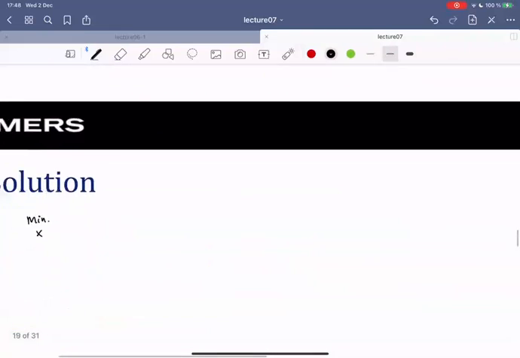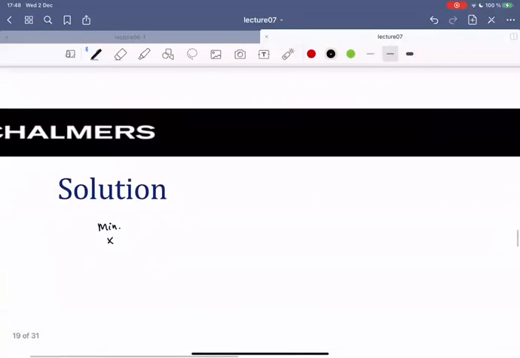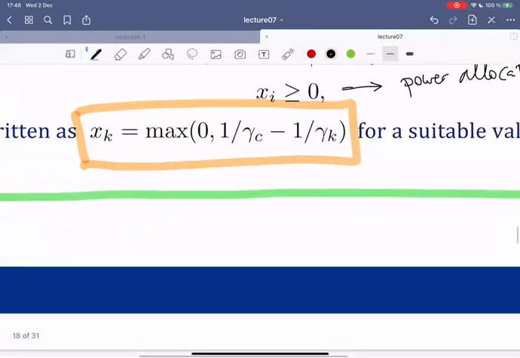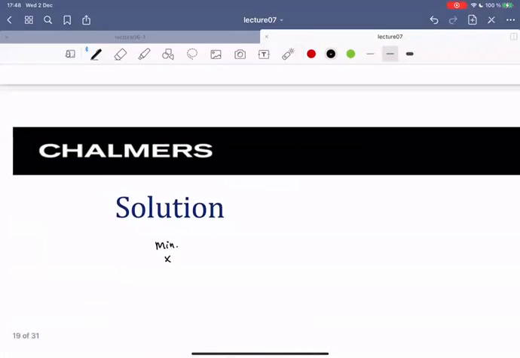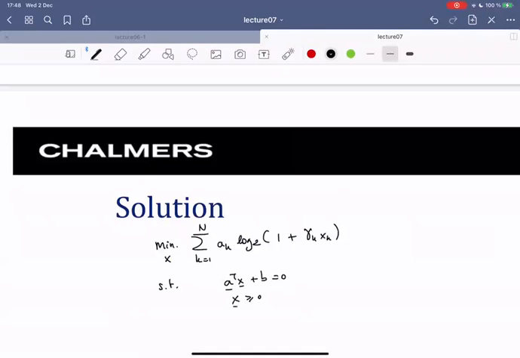Yeah, I realize that in this slide and the solution slide, I use slightly different notation, but: sum k from 1 to big K, or from 1 to n, a_k log2(1 plus gamma_k x_k), subject to a transpose x plus b is equal to 0, and x is greater than 0. And here, these are vectors, so I'll write them like this.